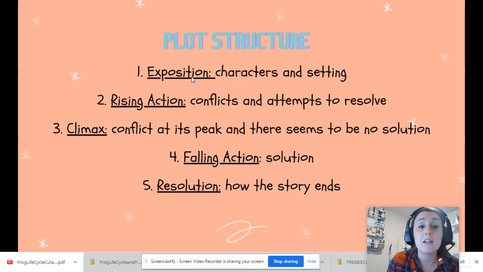Then we have three, the climax, where the conflict is at its peak. There seems right now to be no solution, and that problem is at its all-time high. The characters are typically starting to feel discouraged, or feeling like they can't solve the problem. Then, as we go down, we go into the next one, falling action. This is when the solution starts to be noticed. The characters are starting to think a little bit harder, or they're starting to notice how they can solve that conflict or problem. Then we have resolution, which is how the story ends, or the outcome of the story and the problem.